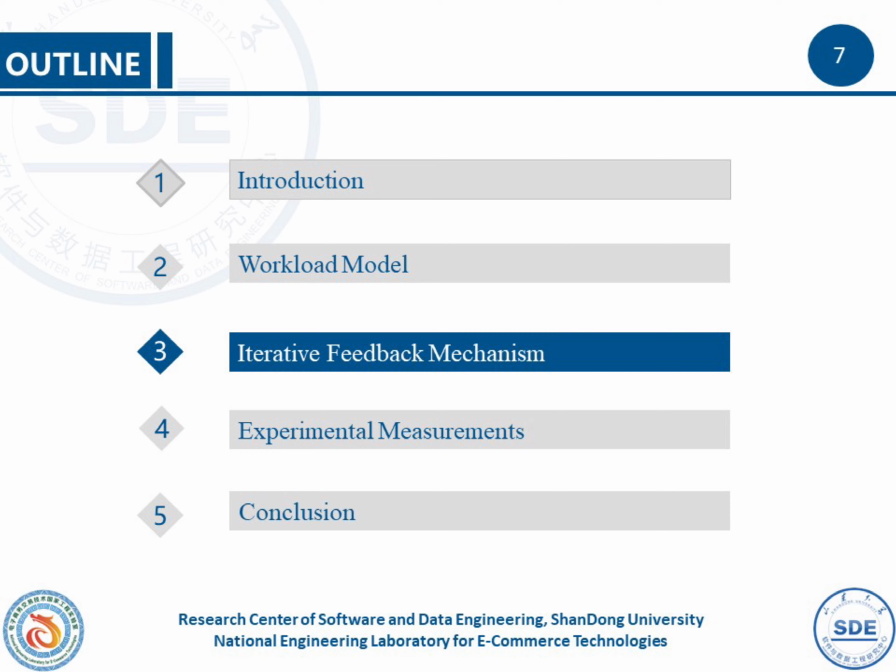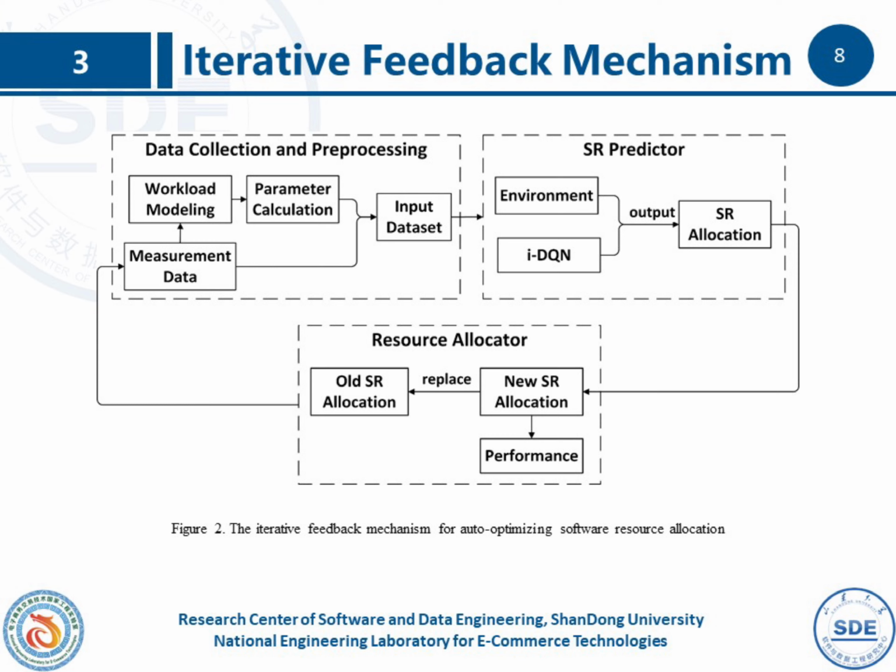Next is iterative feedback mechanism. In this part, we describe the iterative feedback mechanism and optimization algorithm. This figure shows the iterative feedback mechanism. It includes three modules. In the data collection and pre-processing module, an input dataset is needed to train the software resource predictor.